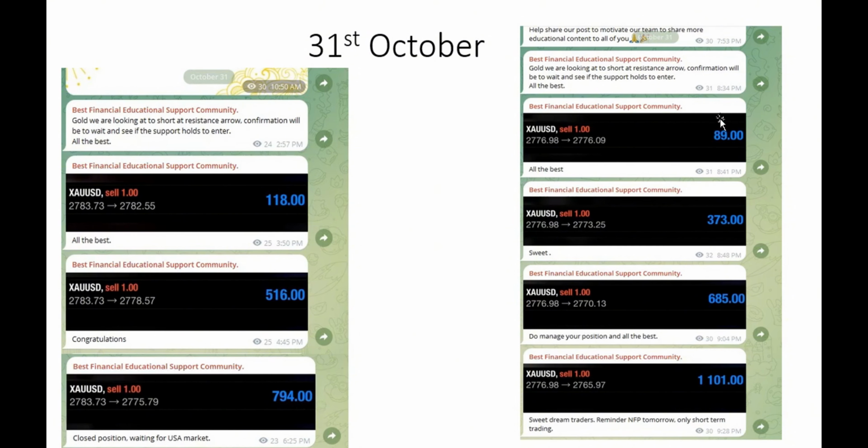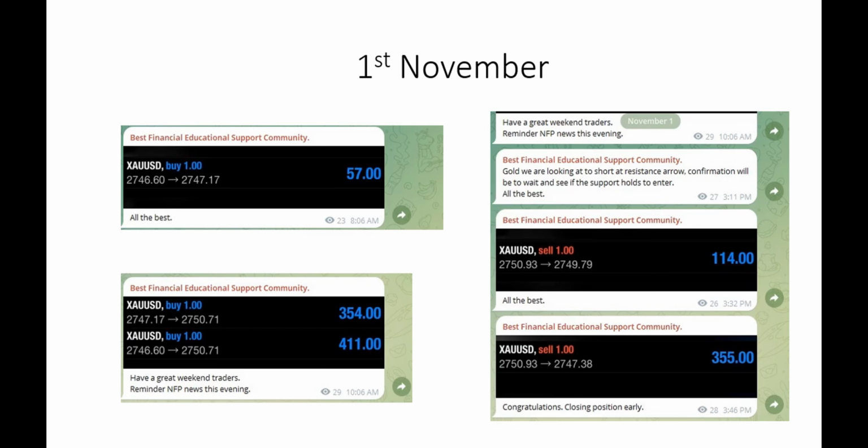In the evening at about 8:34 p.m., we send a message that we are looking to short and waiting for the arrow confirmation, and there's an entry at 8:41, and an update at 8:48 of $373 in profit. At 9 p.m. it's about $685 in profit, and about 9:28 it's about $1,100 in profit. So that's the result.